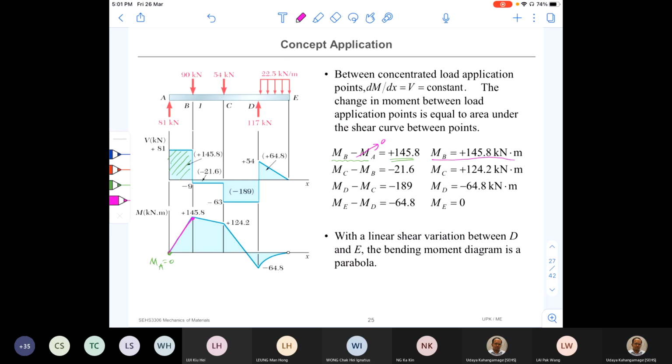Okay. And then from B to C, bending moment variation is MC minus MB. And that value should be equal to the area under this shear force curve here, negative 21.6. And here MB, we already calculated, right? So we can simply substitute that value here. And then you get this answer. MC is equal to 124.2. So a little below 145.8. In between, again, the variation is linear, right? Like this.